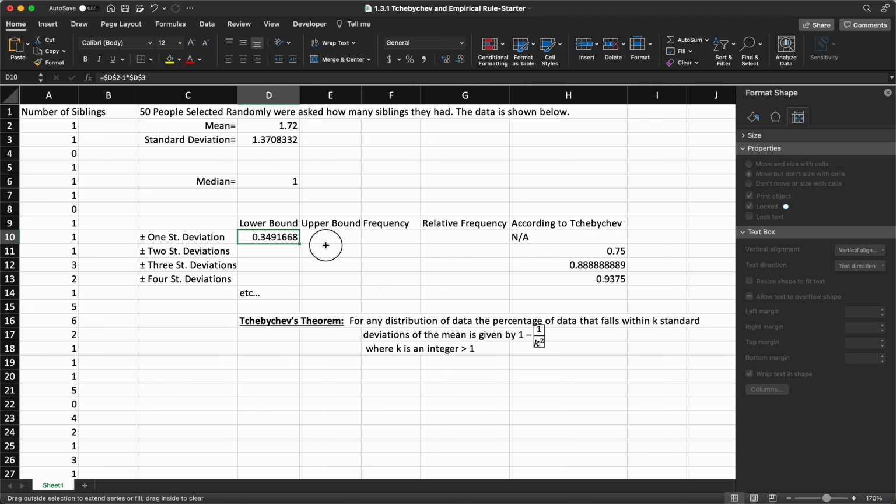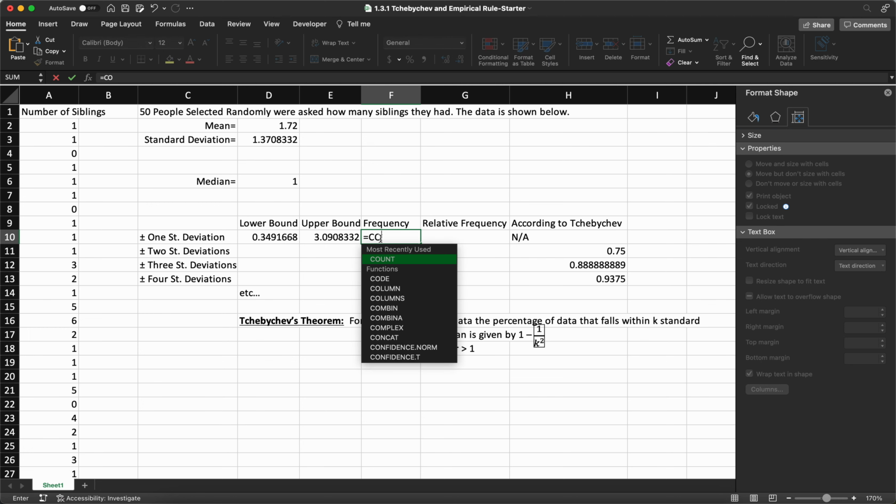1 standard deviation above the mean would be if I take this cell and I add 1 standard deviation instead of subtract. Okay, so this is an interval that's 1 standard deviation away from the mean, 1 standard deviation below the mean, 1 standard deviation above the mean, and I can figure out exactly how many data points are in between this using a function called COUNTIFS.